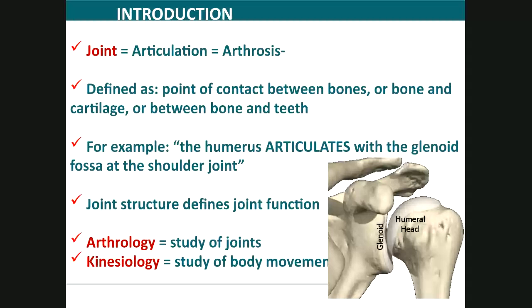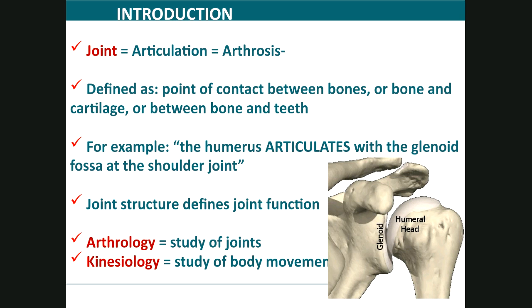Today we're going to talk about joints. A joint, an articulation, or an arthrosis is defined as the point of contact between neighboring bones, between bones and cartilage, or between bones and teeth. An example of this, we could see an image here where the humerus articulates with the glenoid cavity, and this is considered the shoulder joint.